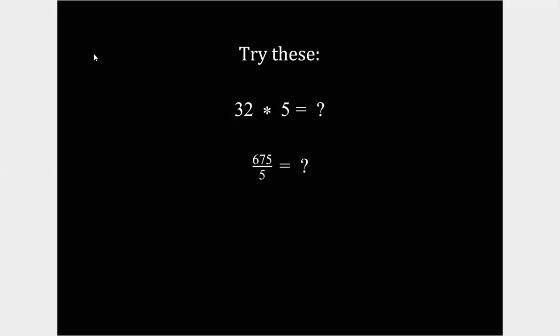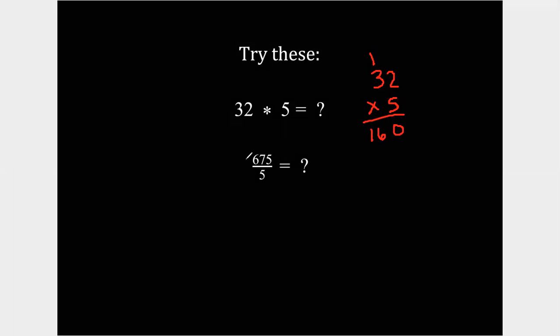Okay, so if I were to do this the basic, most obvious way, I would say 32 times 5. It's going to give me 5 times 2 is 10, carry the 1, 5 times 3 is 15, plus 1 is 16.